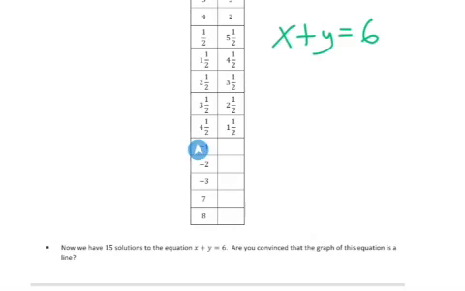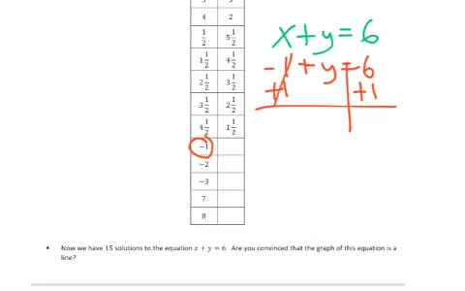So remember, our equation that we are working with is x plus y equals 6. So if I plug in my first x value, -1, I would write -1 plus y equals 6. -1 plus what gives you 6? If you're unsure, remember you can solve it. Get y by itself by doing the opposite operation. So I would have y equals 7.